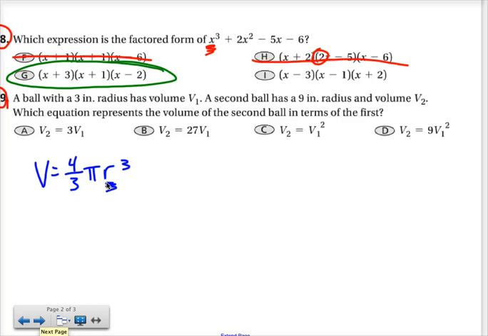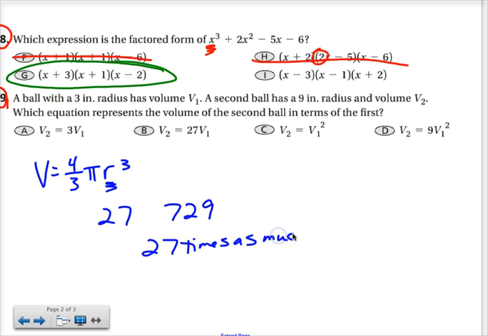So if we are to take 3 and put it into that formula and cube it, we're going to get 27. If we take the 9 and we put that into the formula and cube it, we get 729. So they're really asking, how do these compare? Well, then that means we want to go ahead and take 729 and divide it by 27 and see that it is 27 times as much. So the second one, the larger one, is 27 times the first.